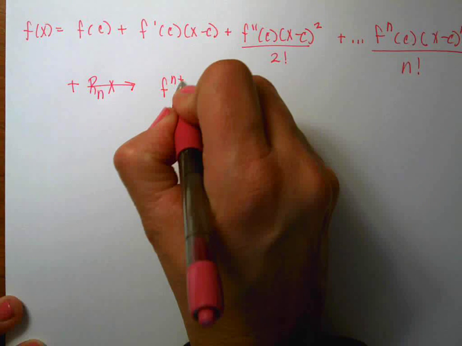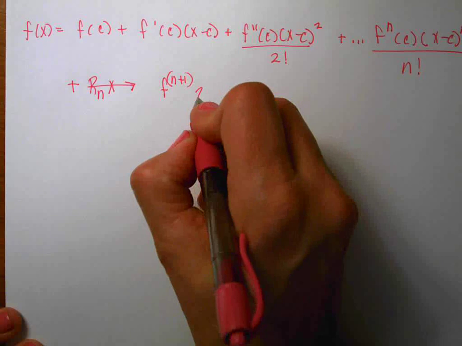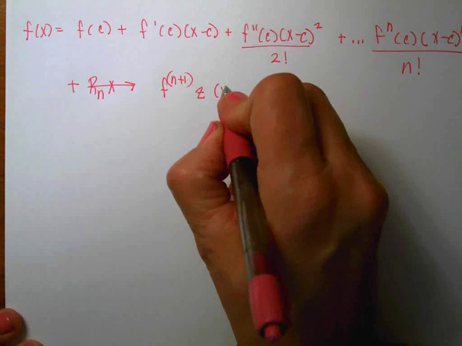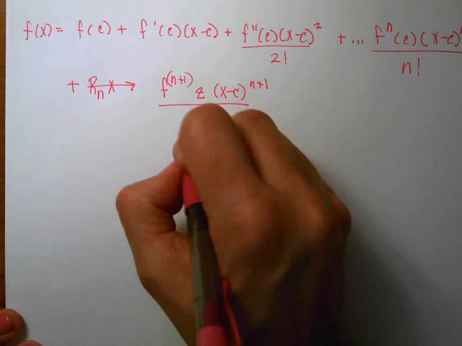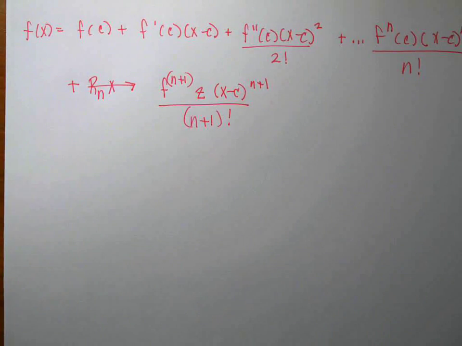Okay, and so this is my remainder. That particular formula is going to be the function to the degree n plus 1, evaluated at z, which is that value in between that we're going to use to approximate our error, over n plus 1 factorial. So this is just a process, and this is where I think it gets a little bit creepy.